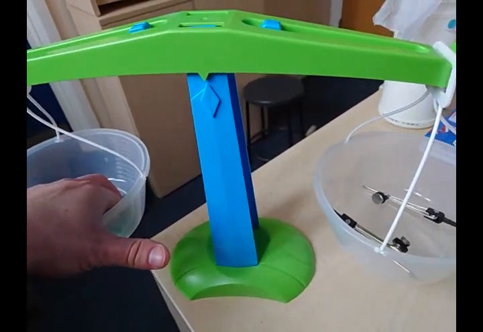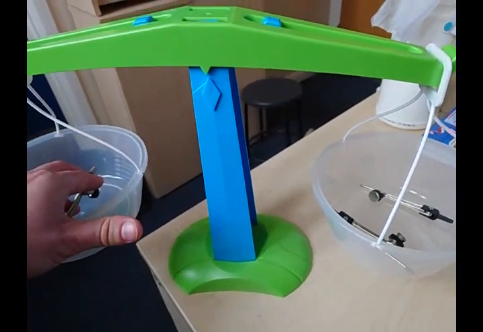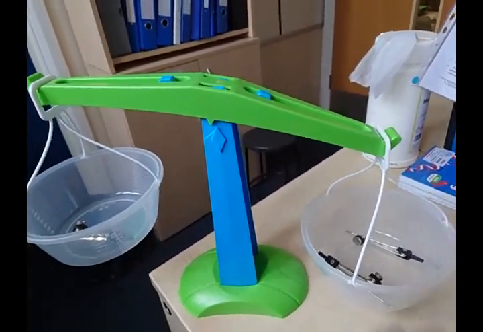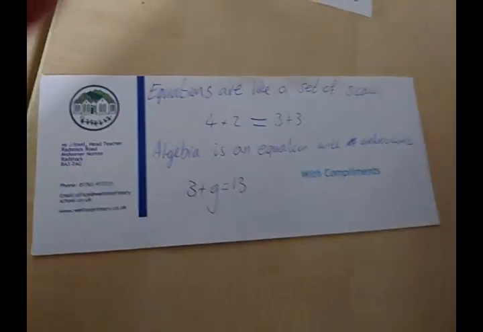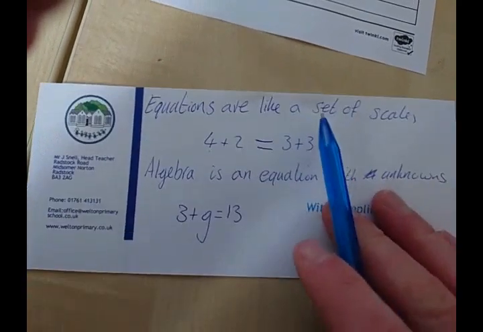So I can say 2 compasses equals 2 compasses. 1 plus 1 equals 1 plus 1. If I take one away, I've got 1 equals 2, which is wrong. And you can see that's wrong because it's out of balance. So an equation is basically anything with an equal sign. This side is exactly the same as this side.